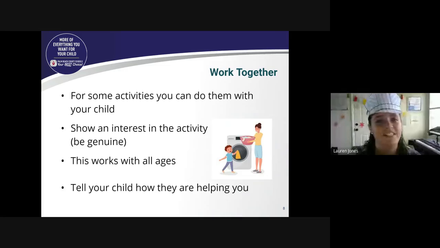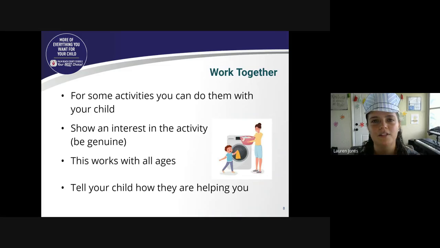That's a great point, Christy. We also can work together with our children when we're giving them certain requests or instructions. This might not be true for all activities, but there's definitely some things you can do with them. If you're working together with your child, show an interest in the activity. Be genuine. This works well with all ages. So whether you're setting the table together for dinner or they're helping you fold laundry, you can do it together and really spend some time building those relationships.